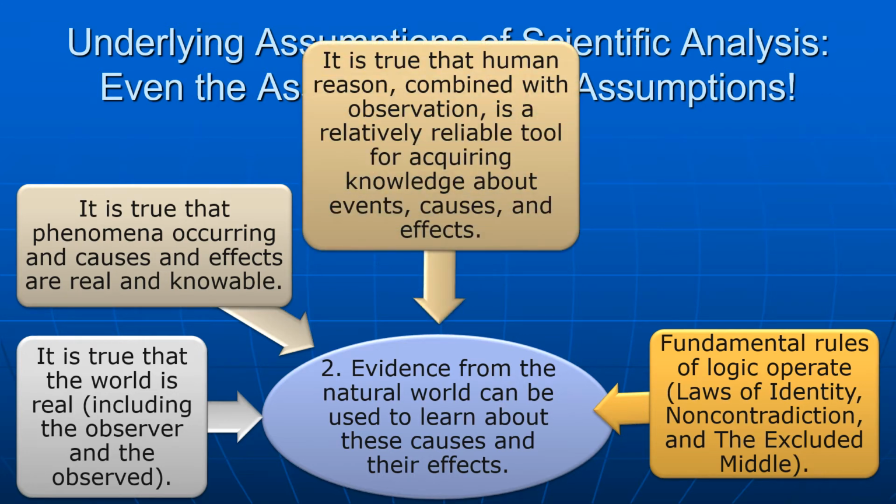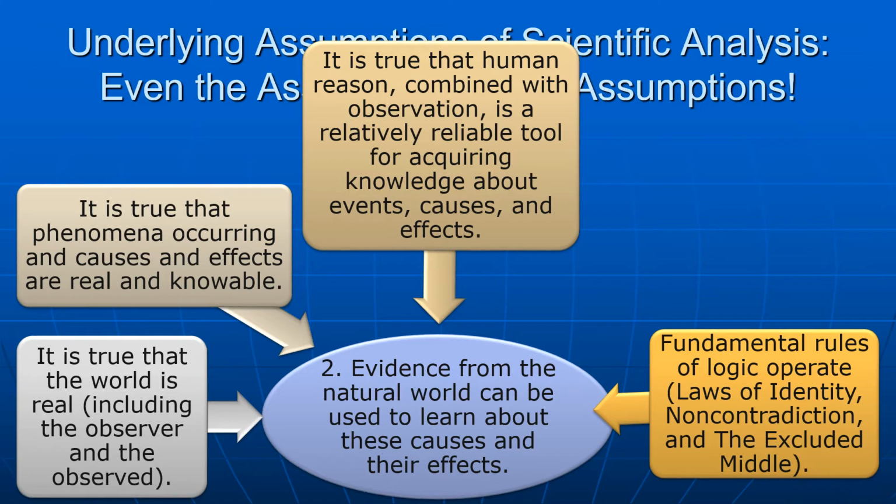First, it is assumed that human reason, using our powers of observation, is a relatively reliable method or tool for acquiring that knowledge. So if it's true that phenomena occur, and it's true that causes and effects can occur, how can we possibly know it? We know it because human reason is a relatively reliable tool for doing that. Now, are there problems with human reason? Do we make mistakes? Absolutely, all the time, and we'll get to that.